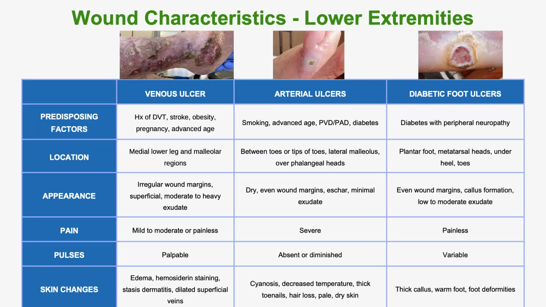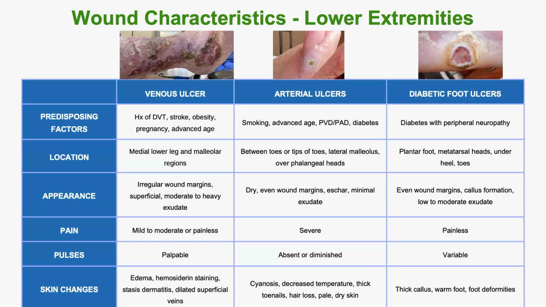As for arterial ulcers, risk factors are going to be smoking, advanced age, peripheral artery disease, and diabetes. These tend to occur between the toes or on the tips of the toes, in the lateral aspect of the leg, or the malleoli, or the foot, and over the phalangeal heads. As opposed to the venous ulcers, these are usually round, they're dry, and they have even wound margins. There's usually dry eschar, and there's minimal or no exudate at all.